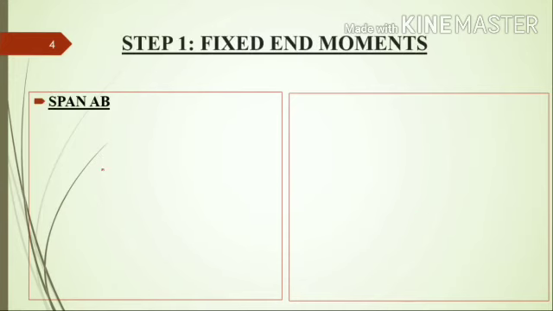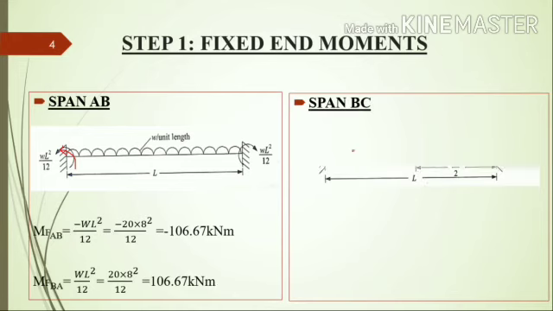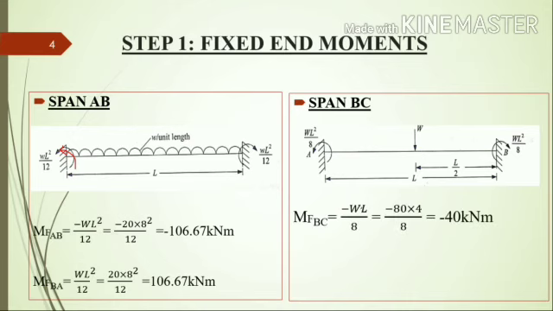Then first step, calculation of fixed end moments. For span AB, we know that there is a UDL of 20 kN per meter acting. Therefore, M of AB is equal to minus WL square by 12. Substituting the values of W and L, we get minus 106.67 kN meter. Similarly, M of BA is equal to plus WL square by 12, so we get 106.67 kN meter. Then for span BC, a central concentrated load is acting. So M of BC is equal to minus WL by 8, so minus 80 into 4 by 8, that is minus 40. M of CB is equal to WL by 8, that is plus 40 kN meter.